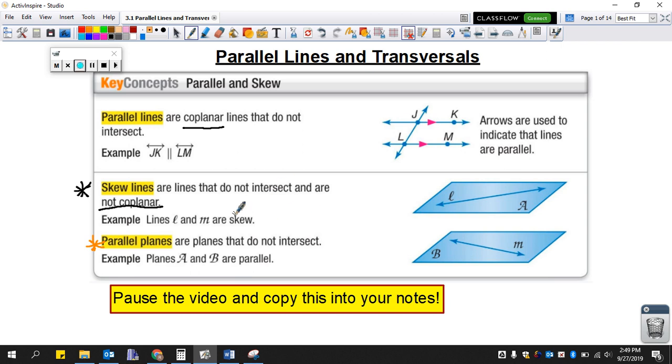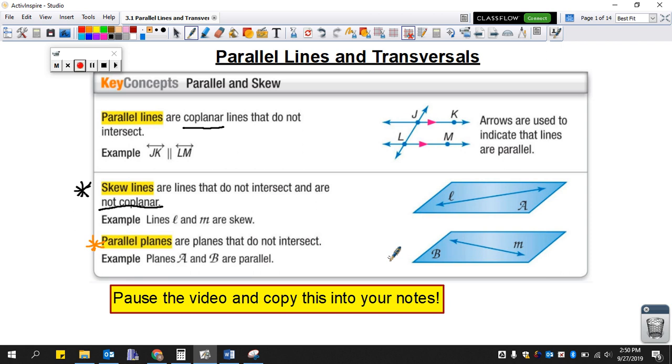A real world example of that would be, if you have a suspension ceiling in your basement, the metal pieces that your ceiling panels lie in, and then the stripes in a rug or a carpet that you have on the floor. Your ceiling panels and your stripes on your carpeting are never ever going to cross.